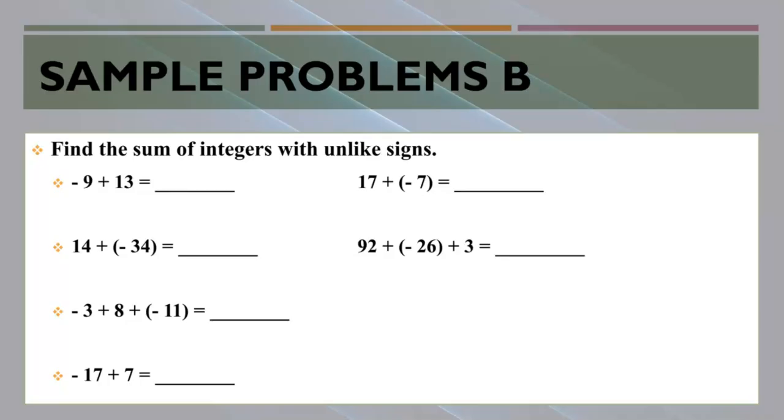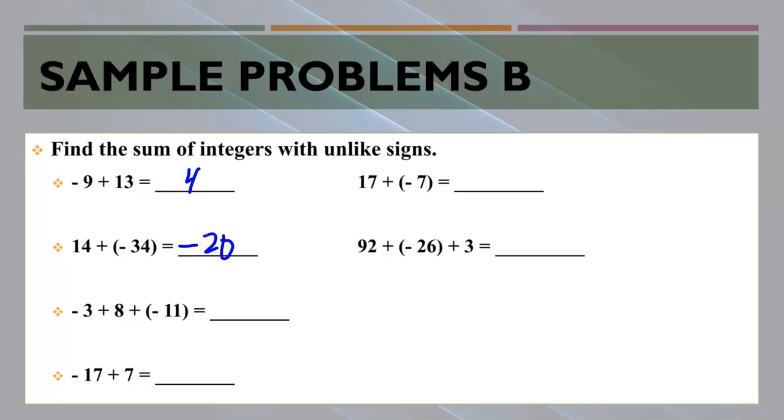And our last problem says find the sum of integers with unlike signs. So here I have a negative and a positive, so I subtract them. 13 minus 9 is 4. 13 is bigger than 9, so I go with the positive sign on 13. Next, 14 plus negative 34. The signs are different, so I subtract them. 34 minus 14 is 20. Now 34 is bigger than 14. So 34 has the negative, so my answer is going to be negative.